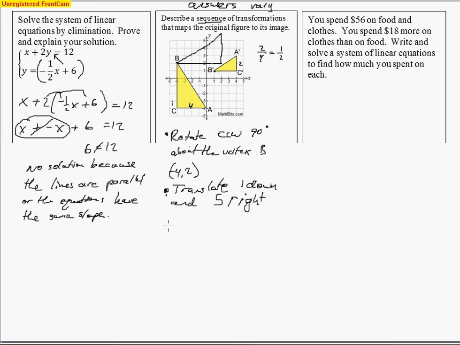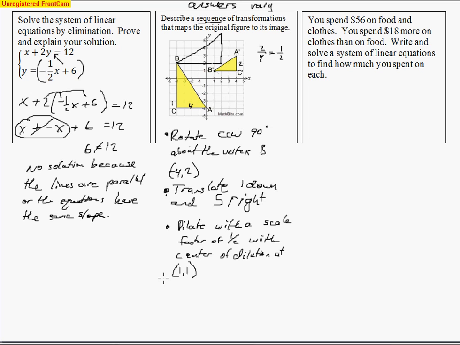And so I'm going to go ahead and dilate with a scale factor of 1/2 with the center of dilation at, and then I'm going to name that ordered pair, 1, 1. And so that way, that B will not move, and it'll stay right there. A will suck in towards this A, and C will suck in towards this C. And so then it will line up perfectly with the other.